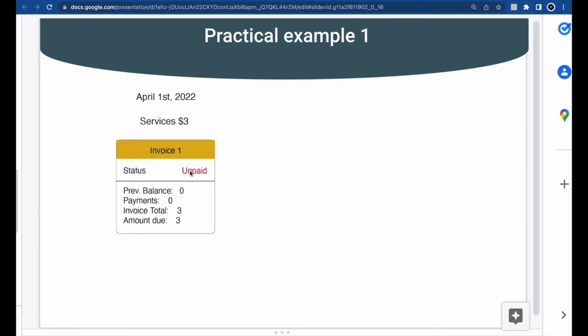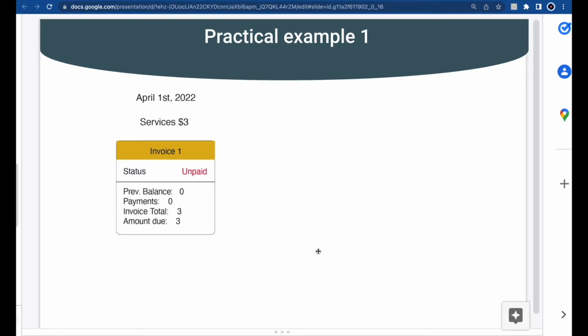The invoice status is unpaid because the grace period for this customer is set to 30 days. And today is April 25th.